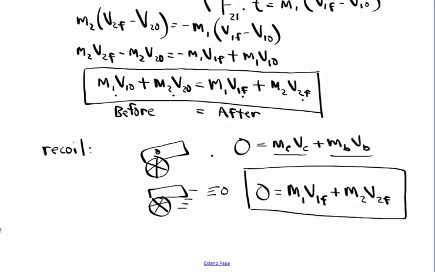And this also applies to, for instance, a person standing on a skateboard, throwing a bowling ball. Anytime you have two objects that are together and motionless and then are pushing off one another and moving away from each other. Second situation is known as an inelastic collision.